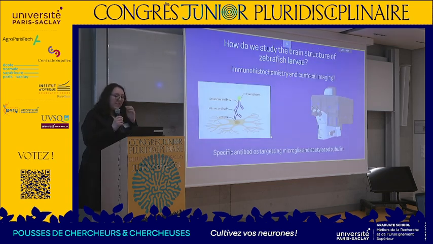So now, how do we study brain structure? We use immunohistochemistry and confocal imaging. And immunohistochemistry allows us to target specific proteins that are expressed in the cells that we're interested in. So in our study, it's microglia. So we're using antibodies that are targeted specifically against a protein that's only expressed in microglia, and also acetylated tubulin, which is a marker of the white matter of the brain.